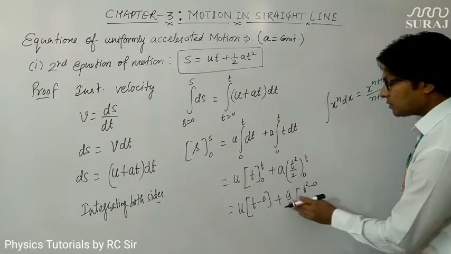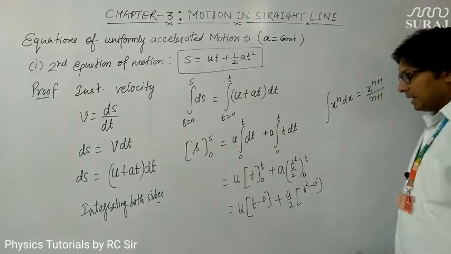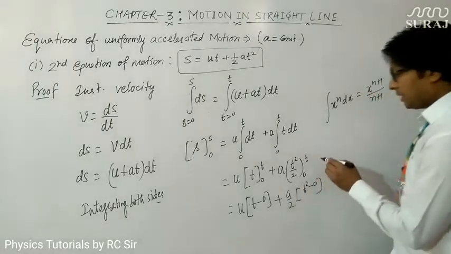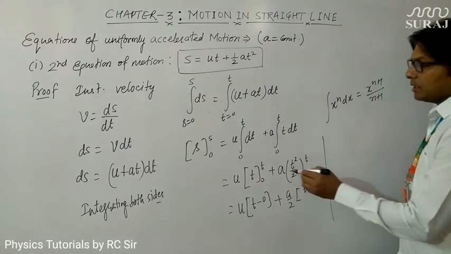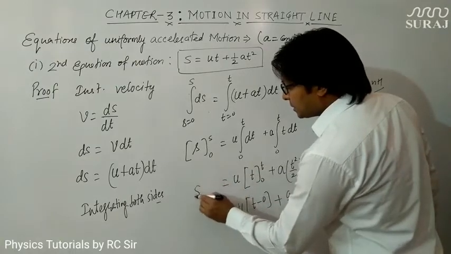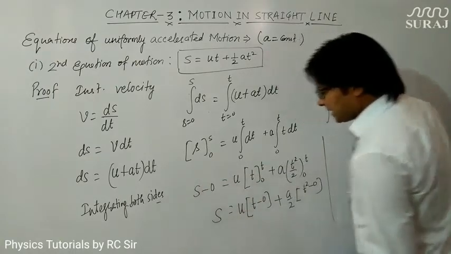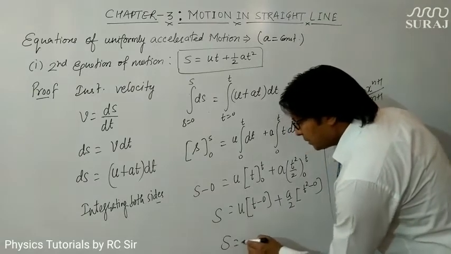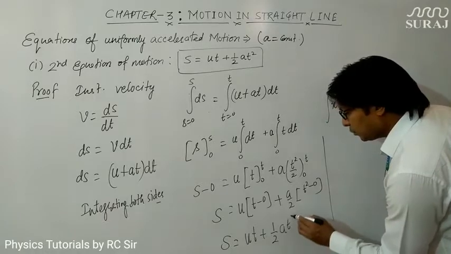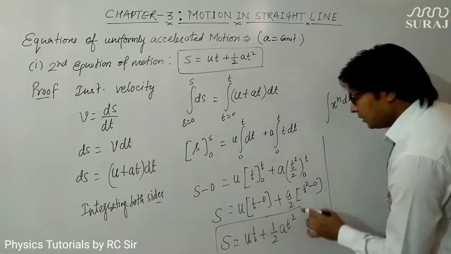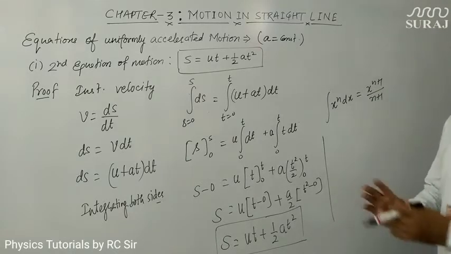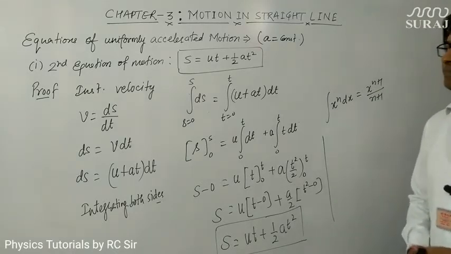This can be written as follows after putting the limits. If I put the limit on the left side also, it becomes s minus 0. So this is s, and s becomes u into t plus half a into t square. So this is how we can derive the second equation of motion using integration and differentiation.